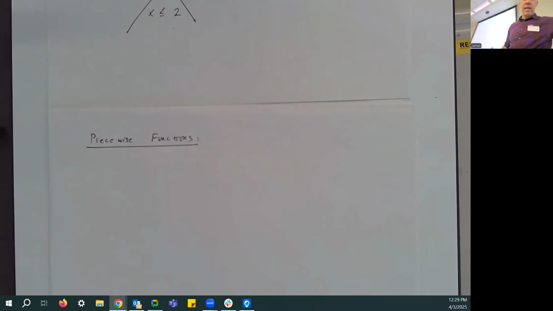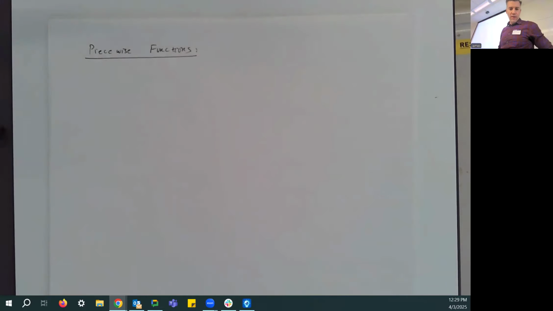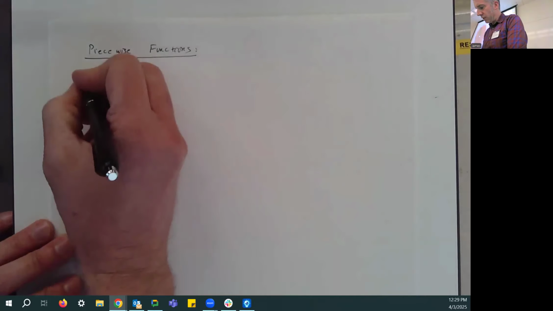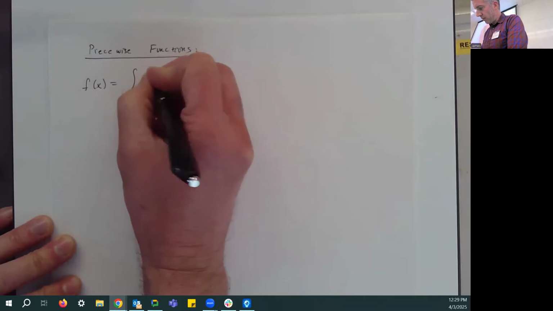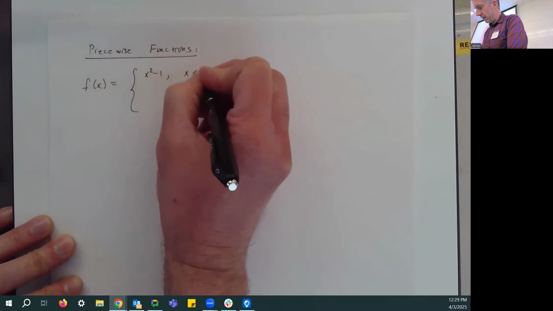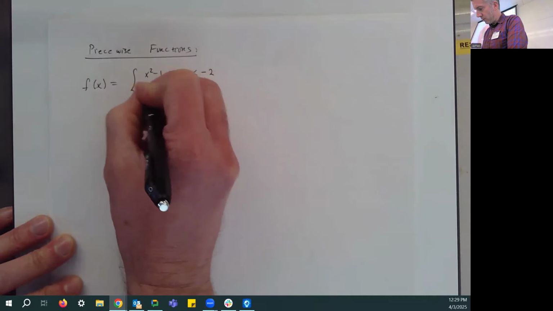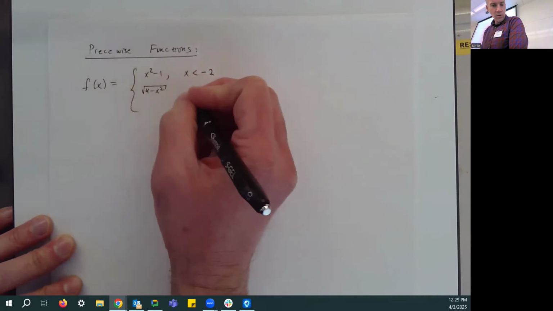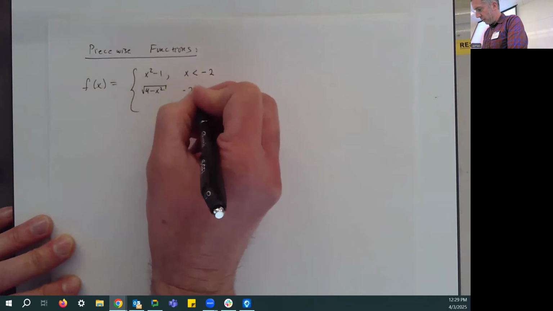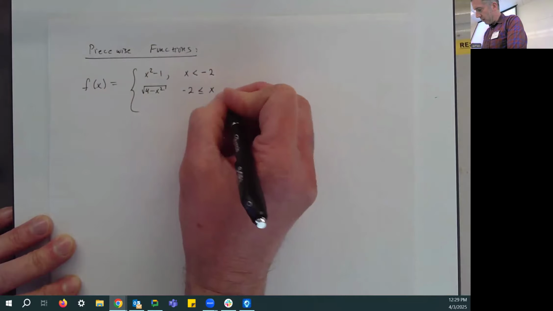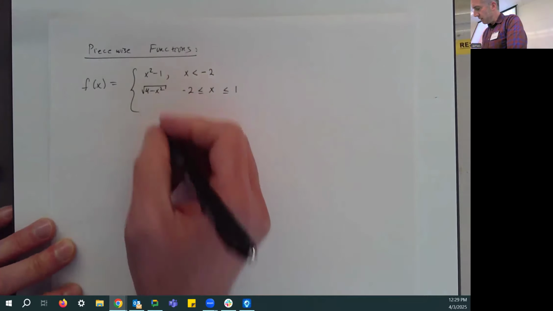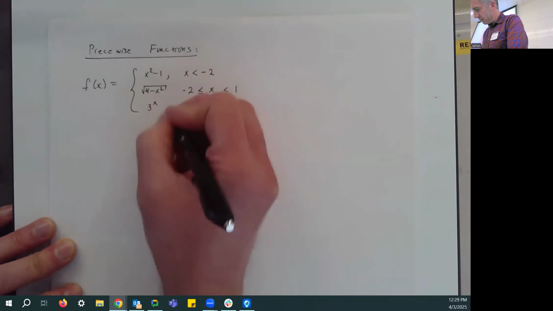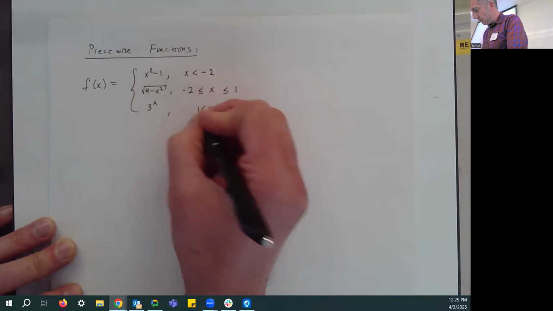But let's look at a couple examples of piecewise functions. So here's an example. Here's an example I don't love. Let's look at this example I do like. Let's say our function is the following. F of x is equal to x squared minus 1 when x is less than negative 2. It's equal to the square root of 4 minus x squared when x is bigger than or equal to negative 2 and less than or equal to positive 1. And finally, interesting choice, James. It's equal to 3 to the x when x is bigger than 1.